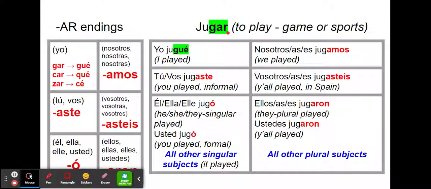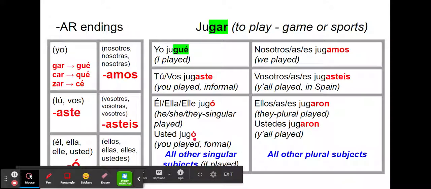I take off the AR, and for tú or vos, that would be jugaste. Tú jugaste, vos jugaste, that means you played. Then we have the él, ella, elle form, so that's he, she, or they, singular, non-binary. Jugó, he played, she played, they played. Jugó al baloncesto, they played basketball. Usted jugó would be you played in a formal situation.